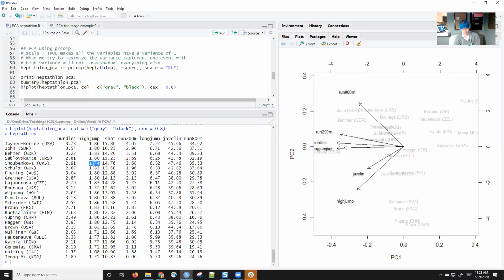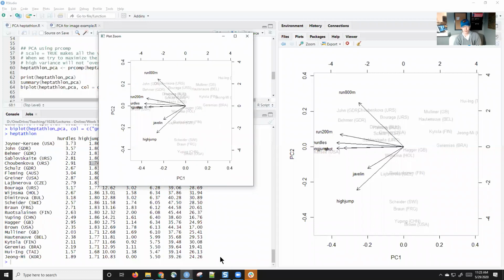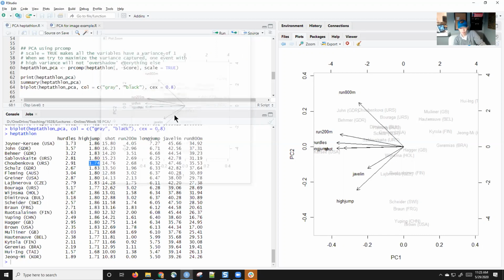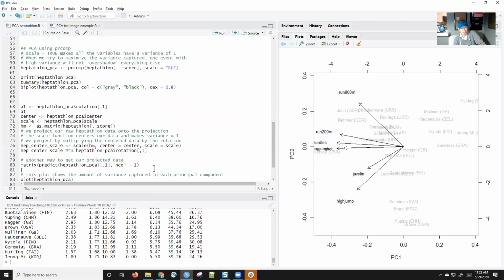Okay, so that's kind of an interesting thing, and basically it's saying if you needed a second dimension to differentiate one from another, you can look at this because these arrows are pointing in different directions. That's a way to indicate that. So that's principal components analysis in R.